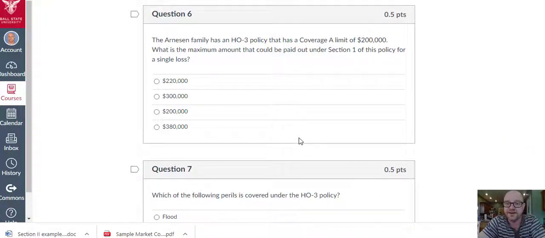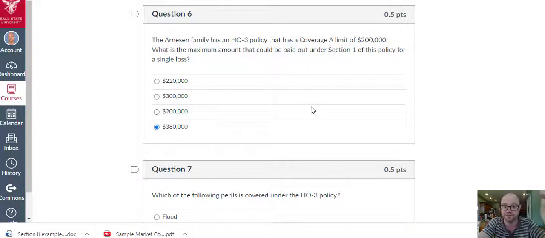Okay, coverage A limit of 200,000. What's the most that could be paid out under Section 1? Well, it's knowing your limits of A, B, C, and D and adding them up. That's it. So coverage A limit is given. It's 200,000. Coverage B is 10%. That's 20. We're up to 220,000. Coverage C is 50%. That's 100,000. We're up to 320. And coverage D is 30%. That's 60,000. We're up to 380. That's the most that could be paid out, 380,000.